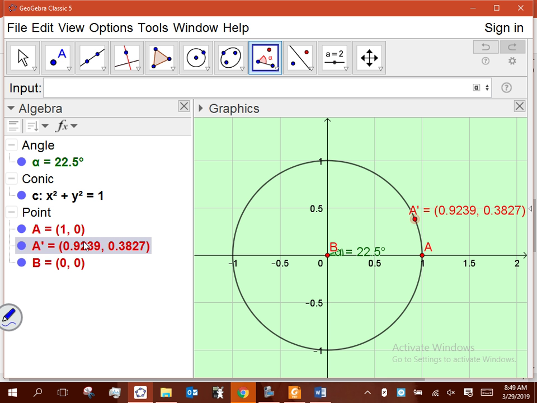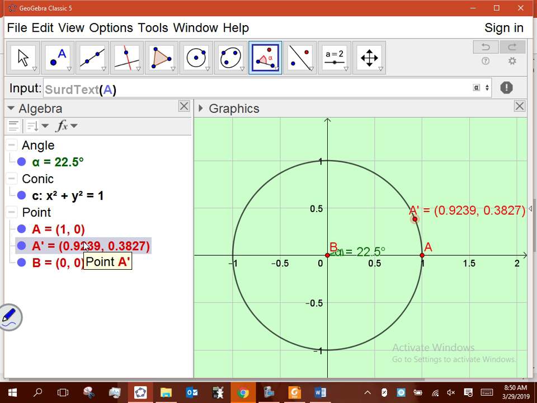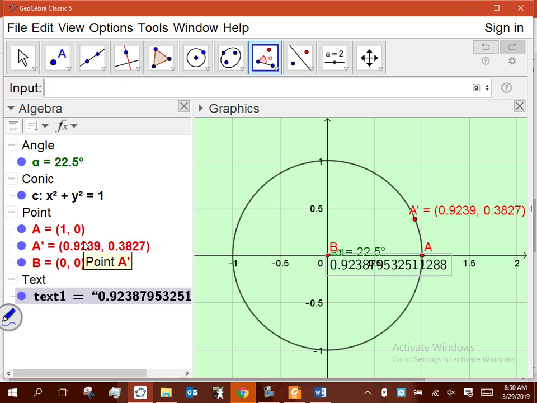Go out a couple more decimal places here. Okay. I don't know if this will work. I don't know if this is going to give me what I want. x of a prime. Let's see what that just spits back.